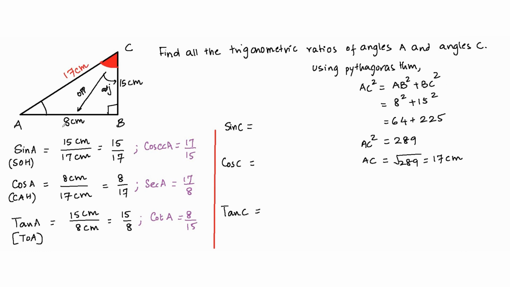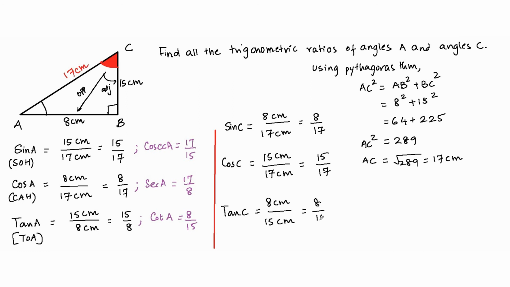Sin C will be the opposite side, which is 8 centimeter upon hypotenuse, which is 17 centimeter, that is 8 upon 17. Cos C is the adjacent side, 15 centimeter, divided by hypotenuse, which is 17 centimeter, that is 15 upon 17. And tan C is the opposite side, which is 8 centimeter divided by the adjacent, which is 15 centimeter, which is 8 upon 15. So these are the 3 trigonometric ratios of angle C.